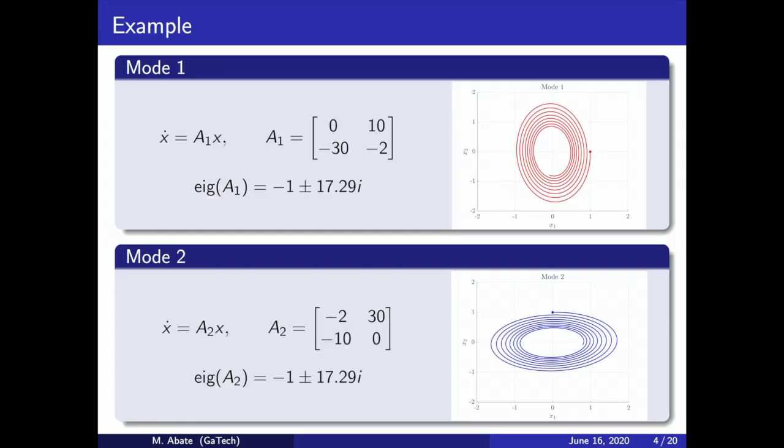Consider, for example, a switched linear system with two states and two modes, where we take the first mode to be the dynamics shown on the top left of your screen, and the second mode to be the dynamics shown on the bottom left of your screen. Both of these modal equations are themselves stable, and to illustrate this point, we've included the eigenvalues of the A matrix, as well as plots showing trajectories of each system.